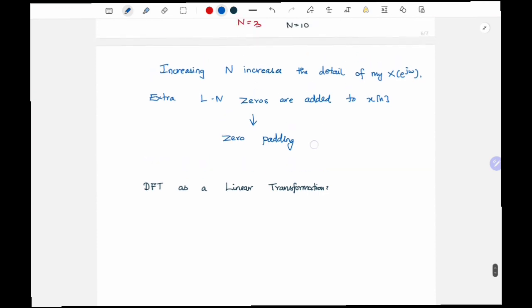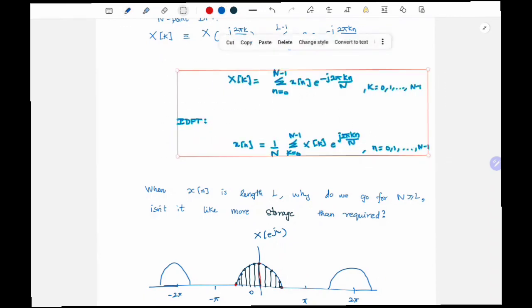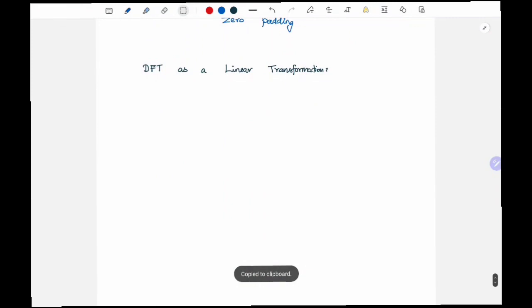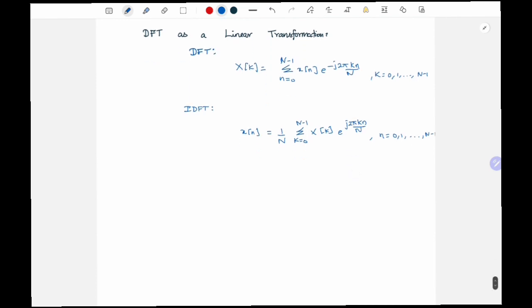So in this case, if you see both my X of k (DFT) and x of n (IDFT), it is of length N. So we'll just copy this and see what we can interpret from this. So this is my DFT and this is my IDFT. And if I just replace this by a function called W_N, so I'll call it e power j 2 pi by N.